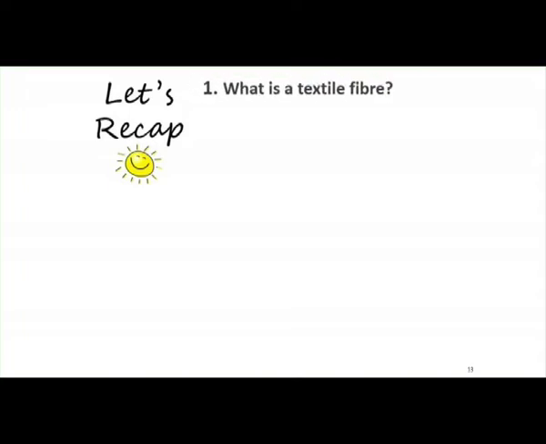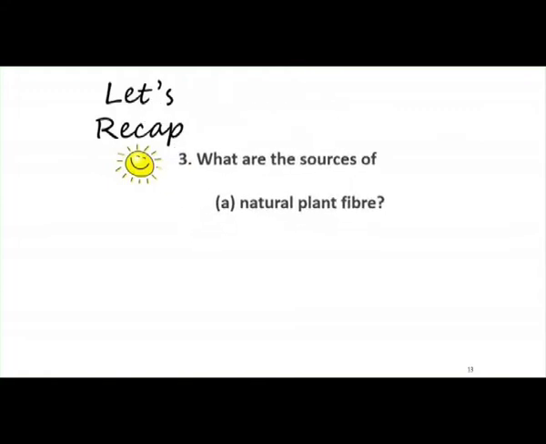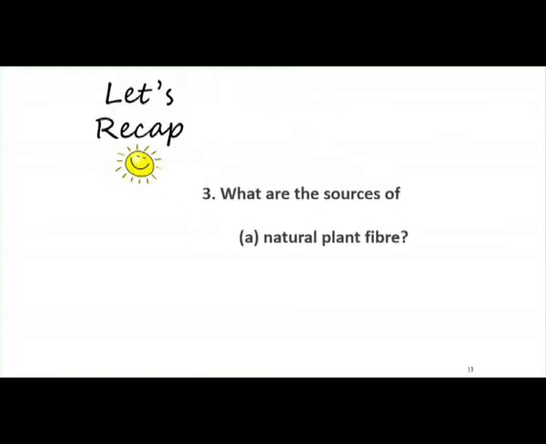What is a textile fiber? Textile fibers are hair-like structures used to make yarns and fabric. How are natural fibers obtained? Natural fibers are obtained either from plant or animal. What are the sources of natural plant fiber? Natural plant fibers are obtained either from cotton or jute. Natural animal fibers are obtained from wool and silk.